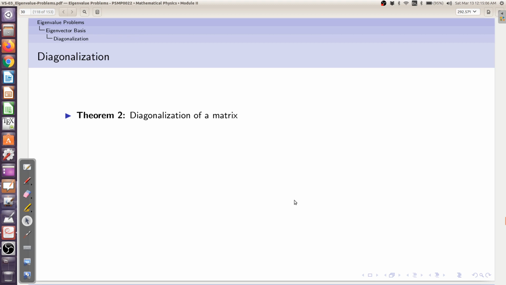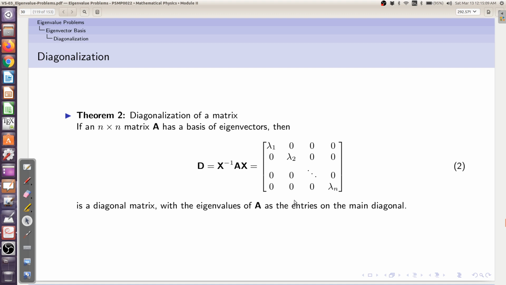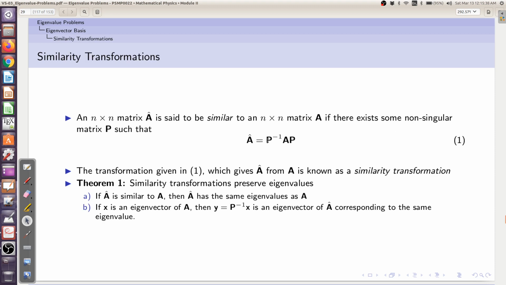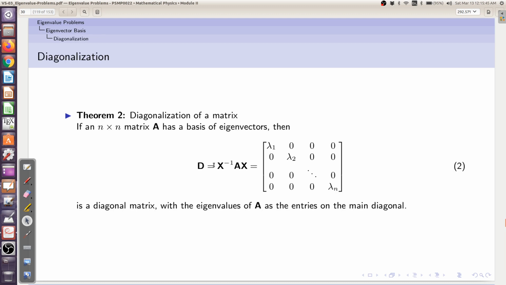Now this is a very elegant theorem. It says that if I have an n cross n matrix A which has a basis of eigenvectors, then the similarity transformation X inverse A X is going to diagonalize this matrix. Remember, X is a non-singular matrix because its inverse exists. According to the similarity transformation, all I need is a non-singular matrix P, and P inverse A P gives another similar matrix. So the same relationship holds. That means matrix A and matrix D are similar, and this is a similarity transformation.